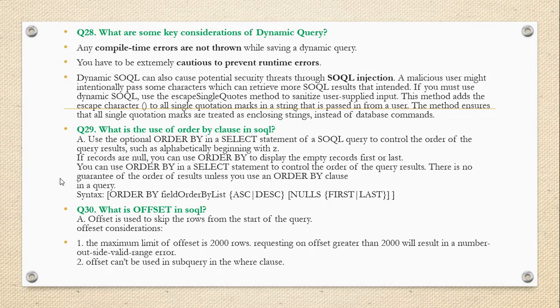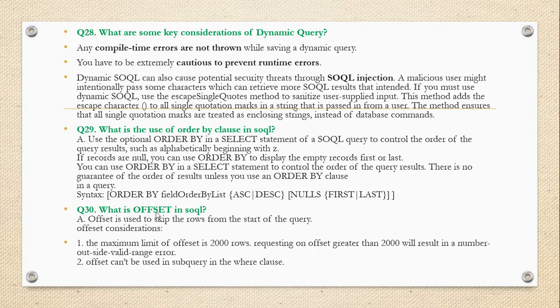There is no guarantee of the order of the result unless you specify the order. In the query syntax, ORDER BY fields, the list is ordered by ASC and DESC, with nulls first or last.